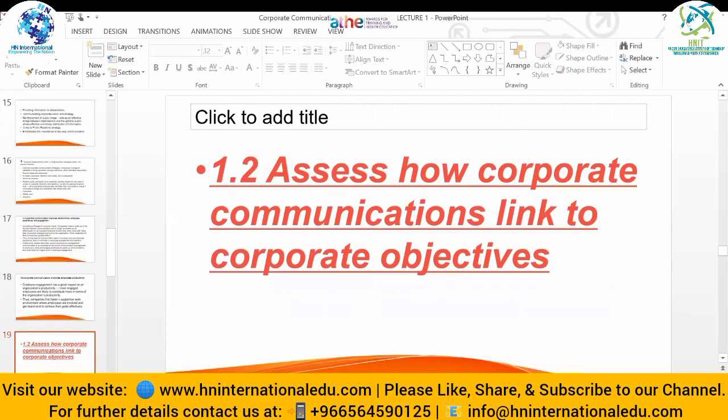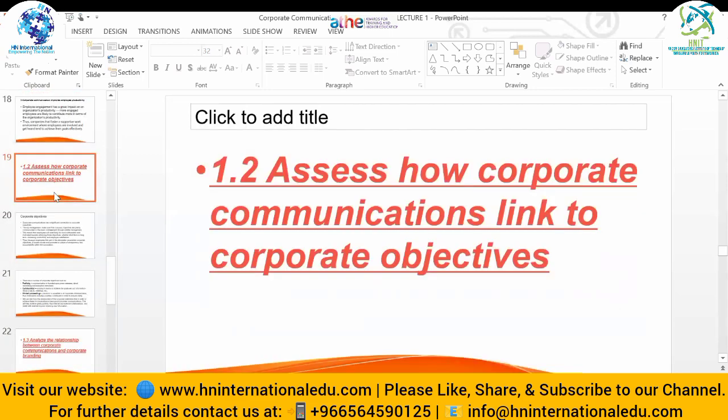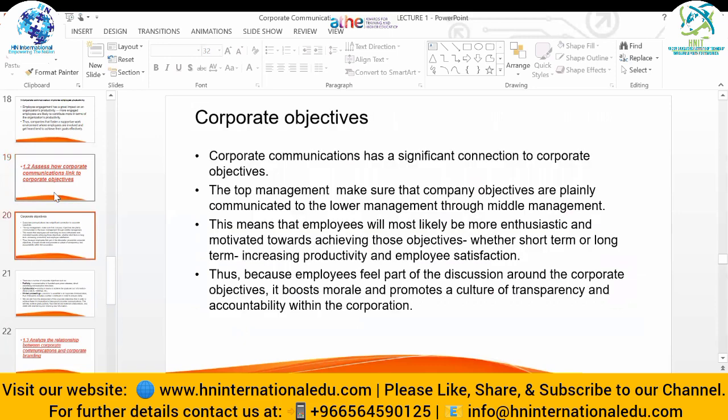Was 1.1 clear? Yes. Assess how corporate communications link to the corporate objectives. Now, you have a perfect concept till now of what actually corporate communication is. Now we're going to link it with the objectives. Corporate communication has a significant connection to the corporate objectives.